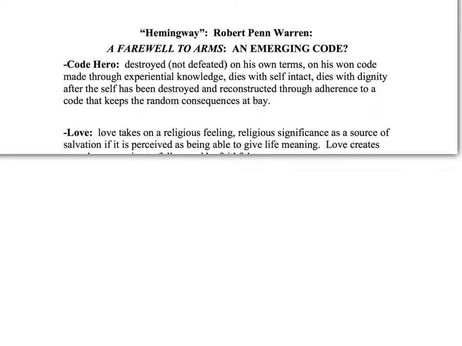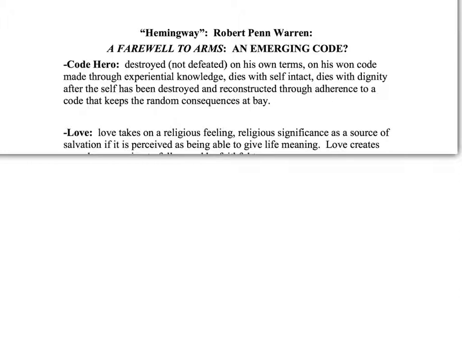Very quickly, a synopsis of Robert Penn Warren's famous essay called Hemingway. This is where really the code language comes from. He defines the code hero as one who's destroyed but not defeated on his own terms, that is emotionally destroyed, physically destroyed, or psychologically destroyed, but not ultimately a ruined self. That a hero is one who has won a code made through experiential knowledge.